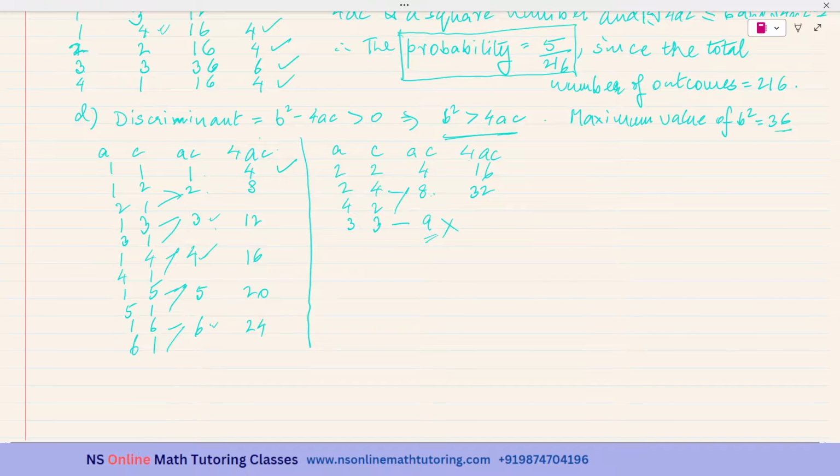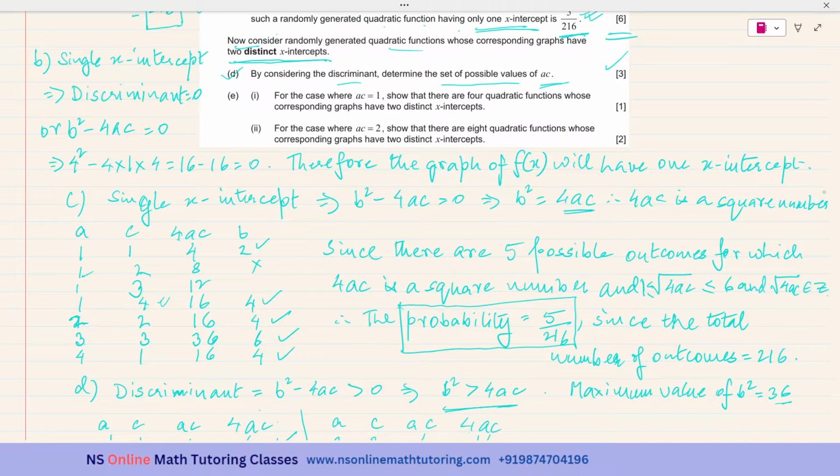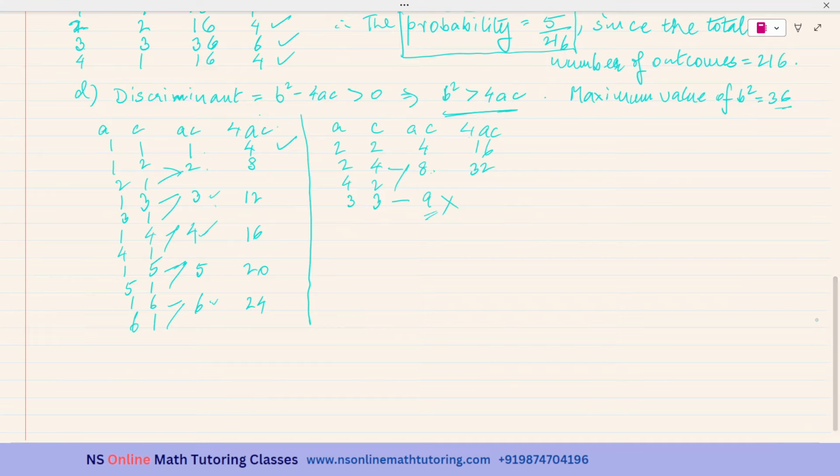So I have got the AC values that I need to have. What was the question? Determine the set of possible values of AC. So, therefore, the possible values of AC will be 1, 2, 3, 4, 5, 6, and 8. Okay.